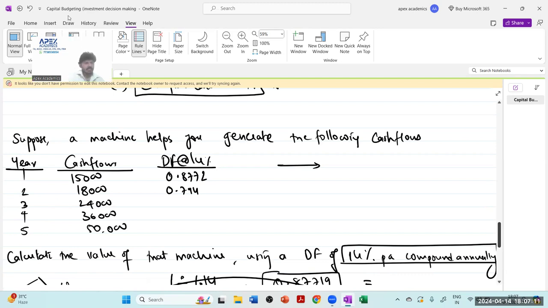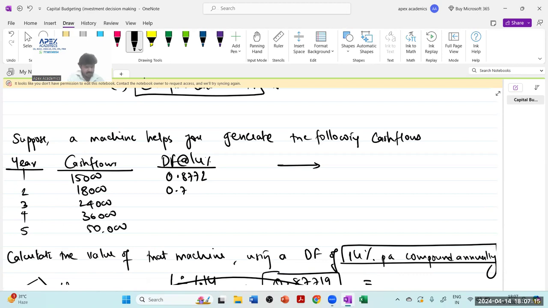7694, ना. एक मिनट. Take it as 7695. वापस इक्वल टू दबाओ. 0.6750 ले लो. वापस इक्वल टू दबाओ. 0.5921 ले लो. वापस इक्वल टू दबाओ. 0.5194 ले लो.